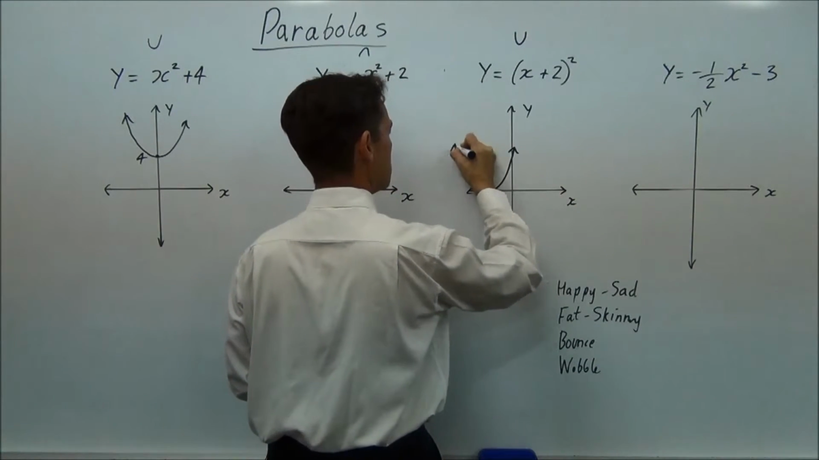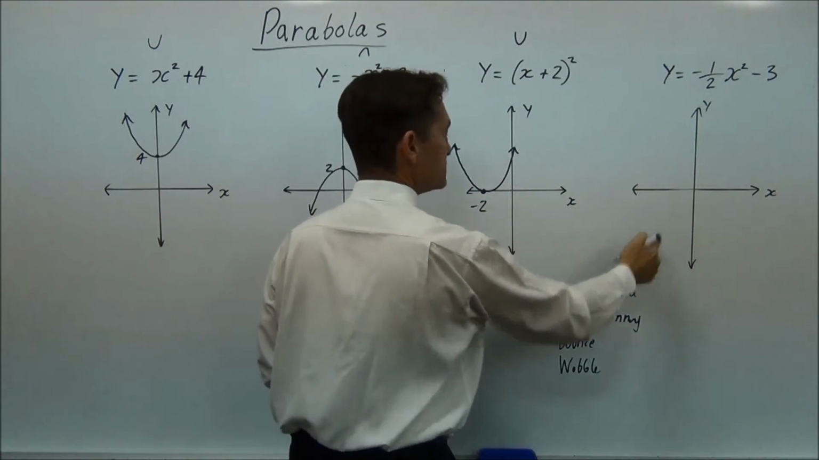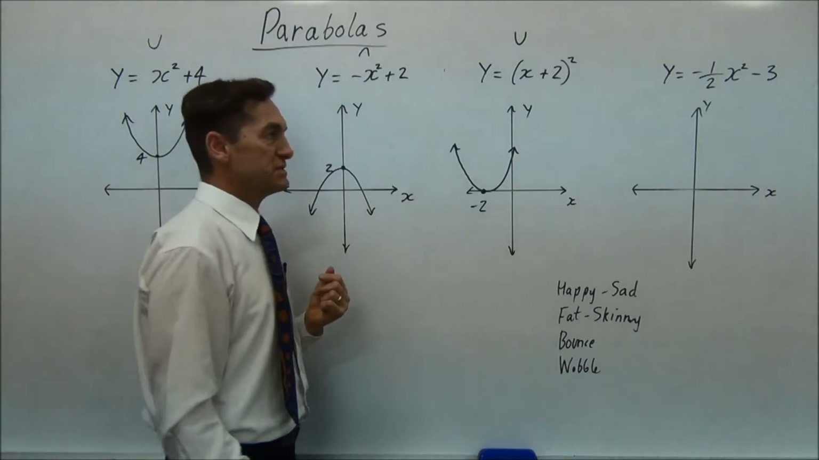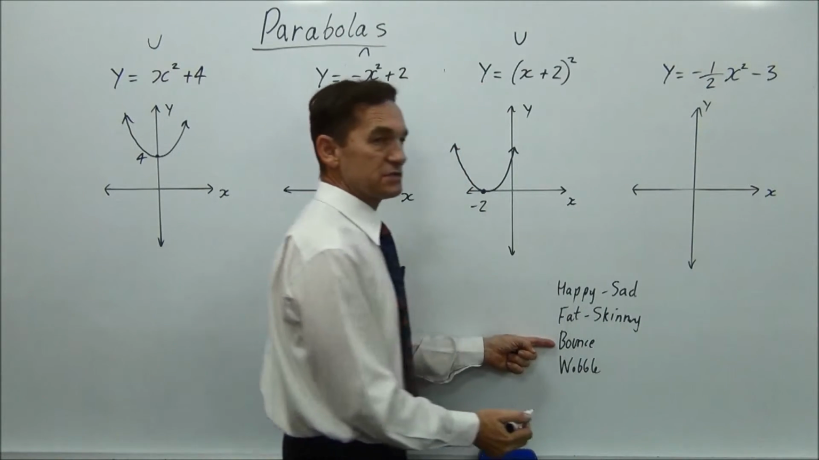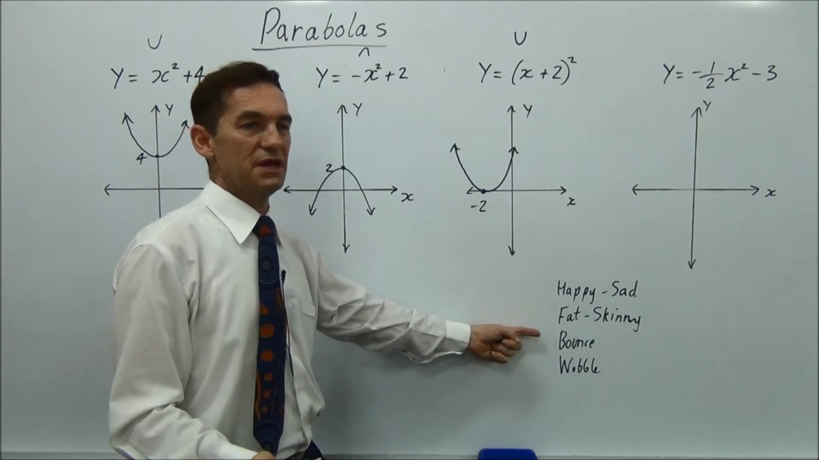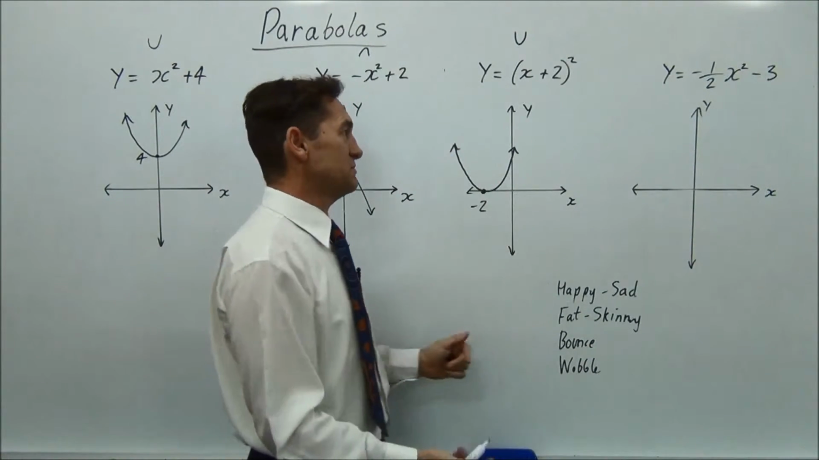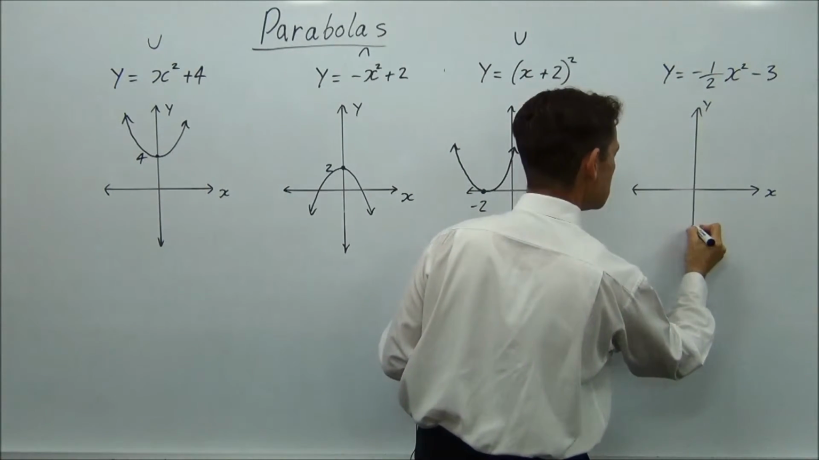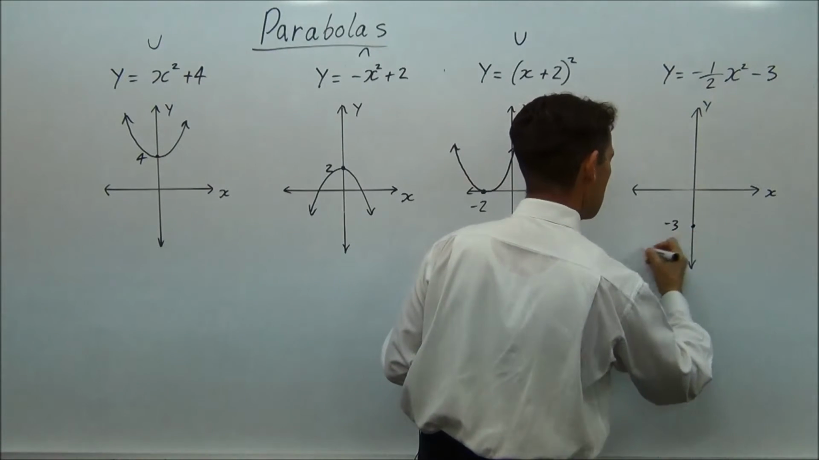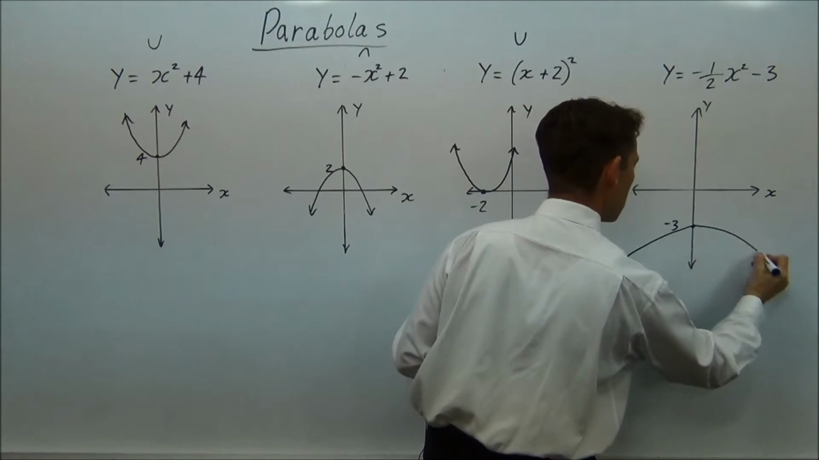Excellent. So -2. Okay, this one. Happy or sad? Sad. Fat or skinny? Fat. Great. Does it bounce? Yes. Down. Bounces down to -3. So it's a sad face. It's fat and it's down to -3. So it's going to go to there, -3, and it's fat. So it's going to look like that.